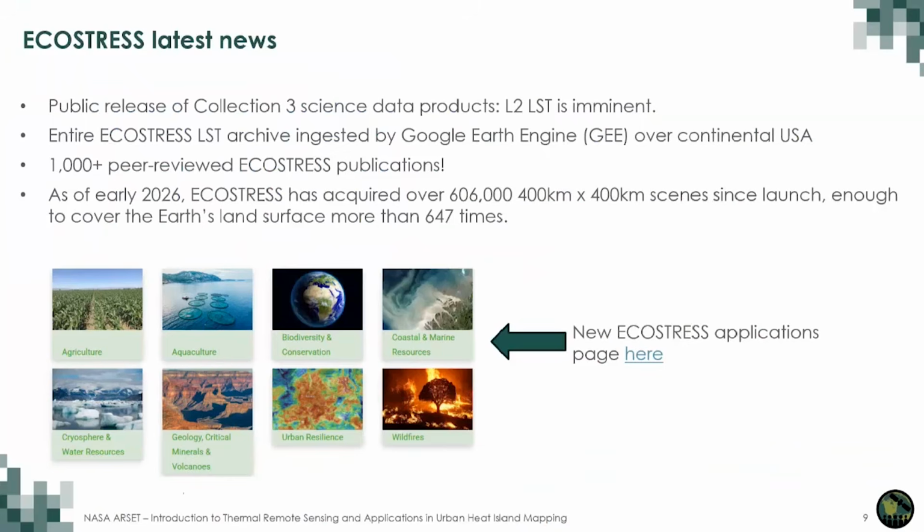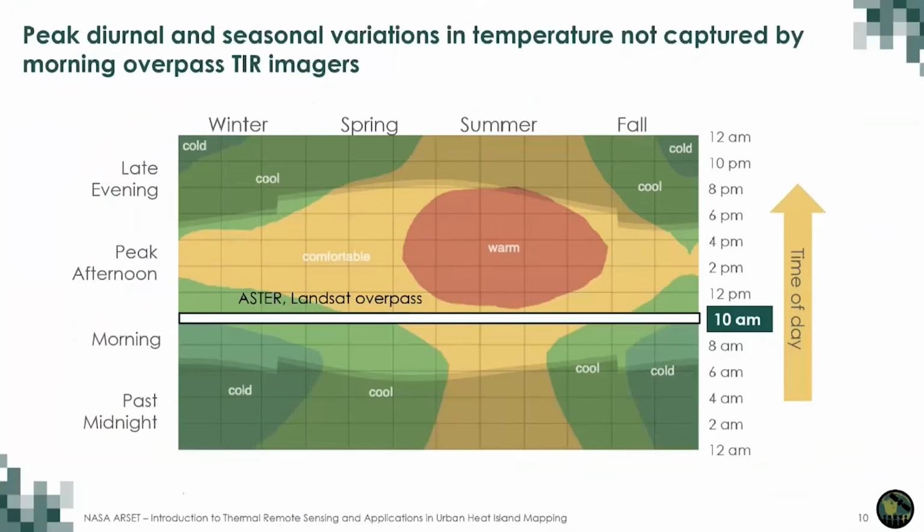We have more than 1,000 peer-reviewed publications so far, and since early this year, we've acquired more than 606,000 of these 400 by 400 kilometer snapshots I showed you earlier. We also have a new applications page referenced here. You can see that we support a diverse discipline of different science applications. The one, of course, we'll be focusing on today is urban heat and urban resilience.